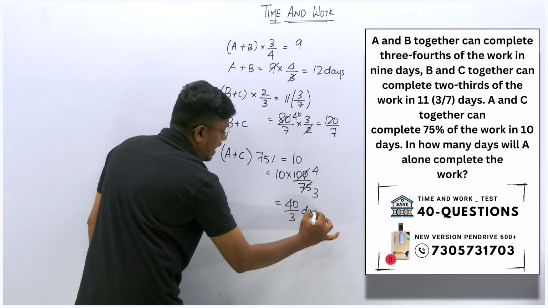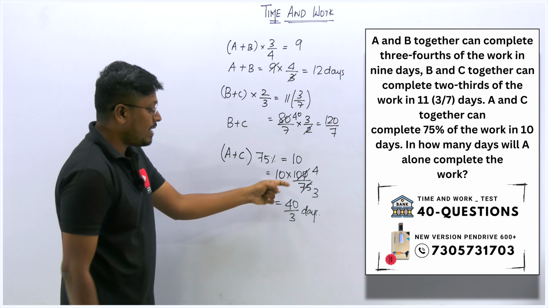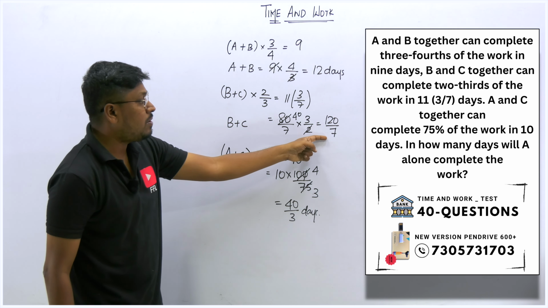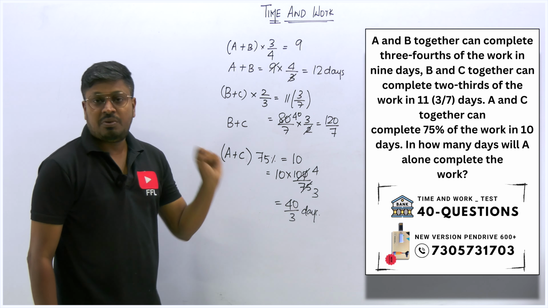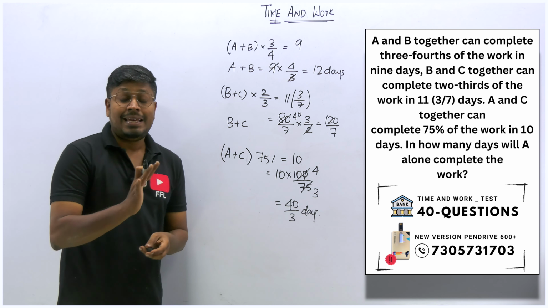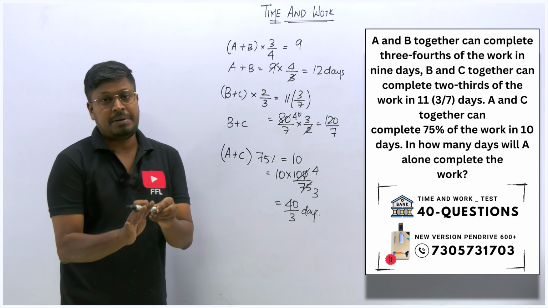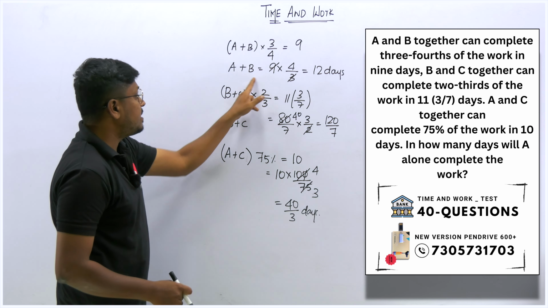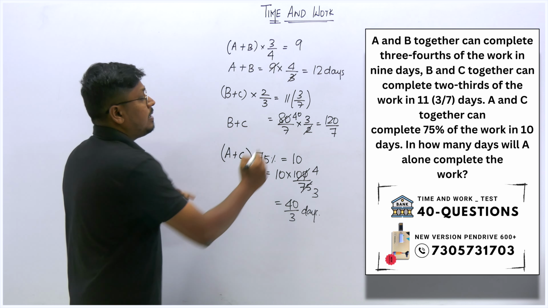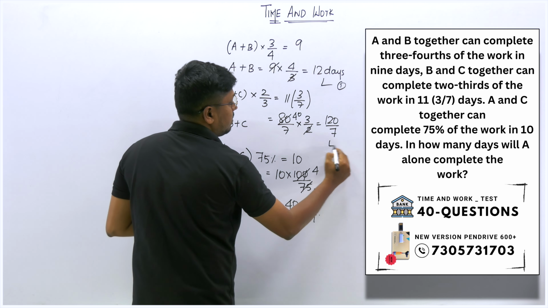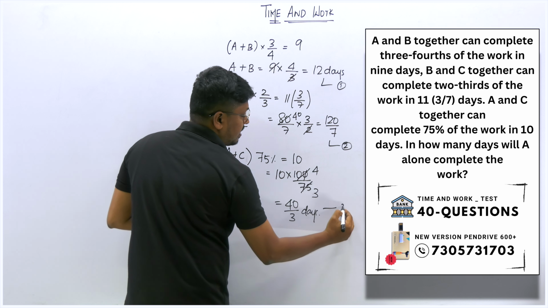So A and C can complete the work in 40/3 days, B and C in 120/7 days, and A and B in 12 days. According to the question, our target is to find how many days A alone can complete the work. We know A plus B, B plus C, and A plus C. Add all the values: keep this as the first equation, this as the second equation, and this as the third equation.